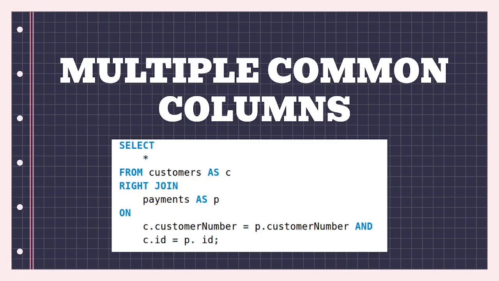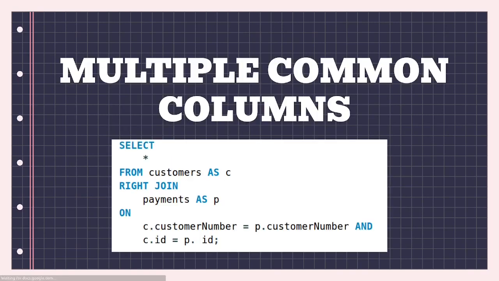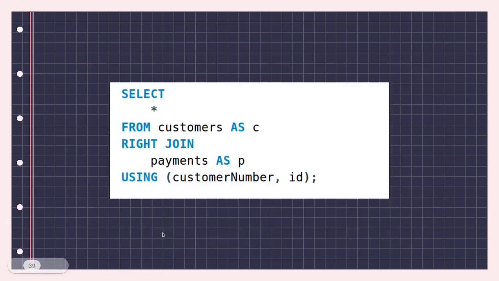So we also have the USING keyword. The USING keyword is an alternative to ON. For example, let's say we have a right join. You can see we are using the ON, right? JOIN ON something. And we also have the USING keyword, which can be used as an alternative to ON. The USING keyword is used whenever the column names which are common between the two tables have the same name within the two different tables.